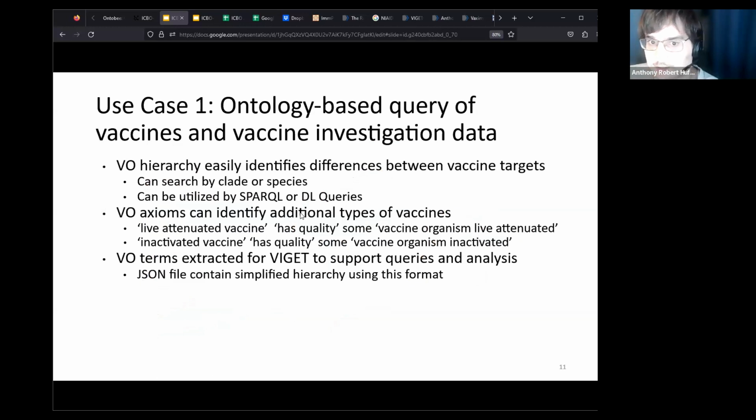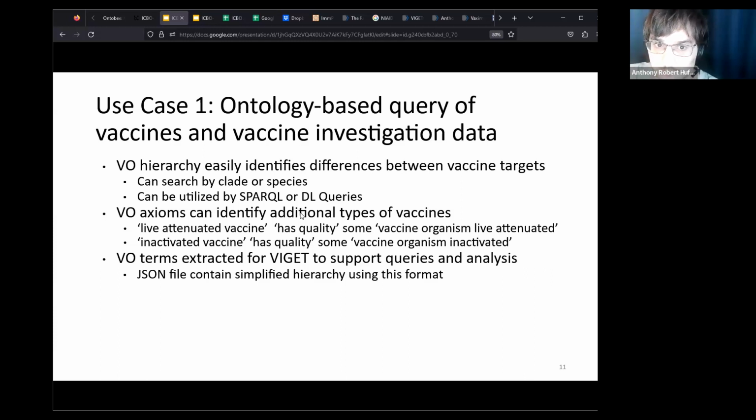So using that diagram, we've established our first use case, which is an ontology-based query of vaccines and vaccine investigation data. As you can see, the VO hierarchy can easily identify differences between vaccine targets. In this case, that would be the species the vaccine is targeting against, which can be found through both the clade, such as viruses, or for individual species if we're focusing on yellow fever. And of course, this query can be done through SPARQL or ODL, which makes it pretty easy for anyone else who wants to perform a similar type of experiment to repeat our results.